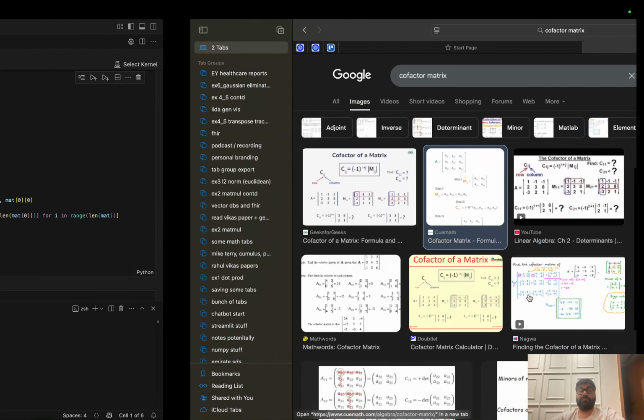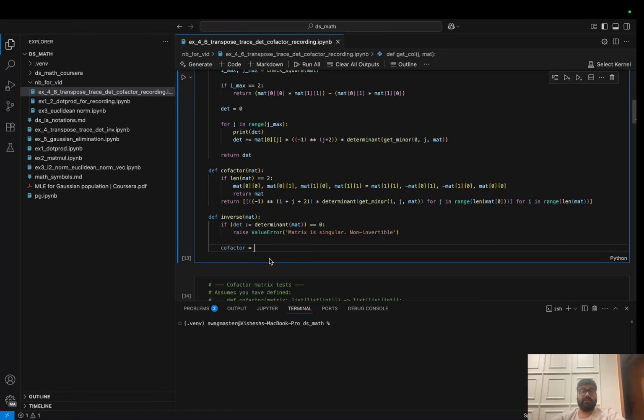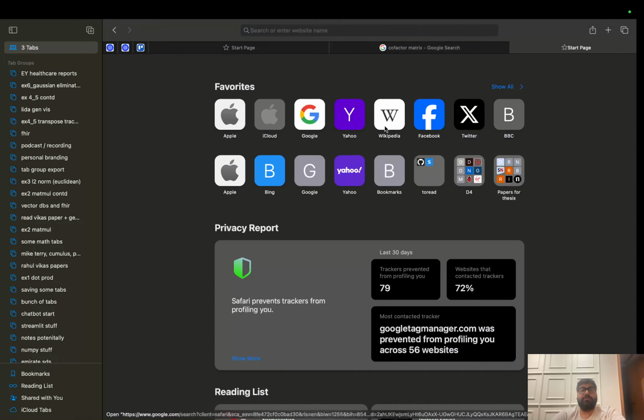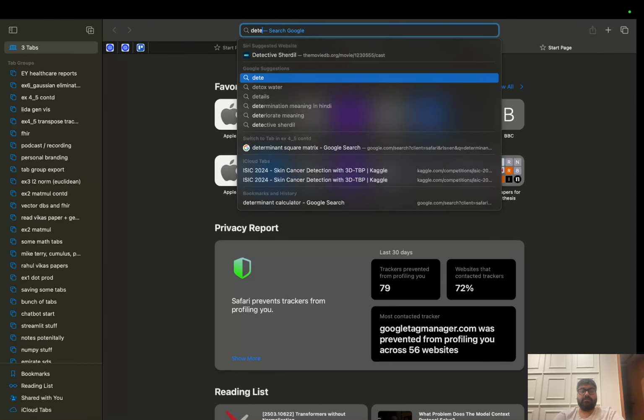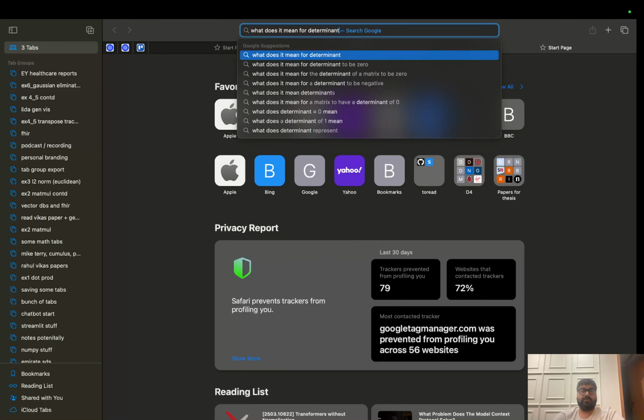Now, to go from the cofactor matrix to the inverse is pretty straightforward. Remember, to calculate the inverse, the matrix needs to be non-singular, meaning that the determinant needs to be not zero, right? Which is why when calculating the determinant in the matrix, I am setting it to raise a value error that the matrix is singular and non-invertible. Now, another question you might ask if you were doing this on your own is, what does it mean for a determinant to be singular?